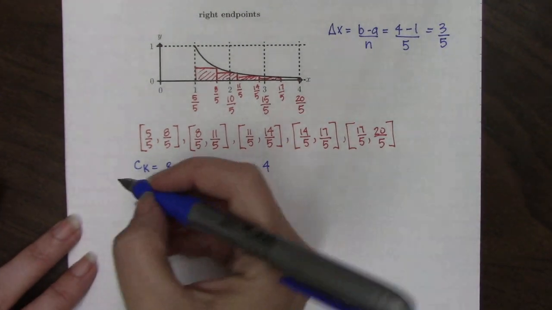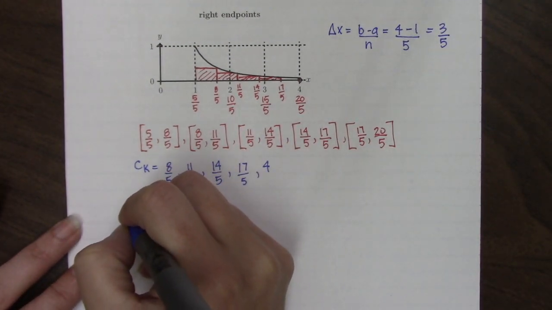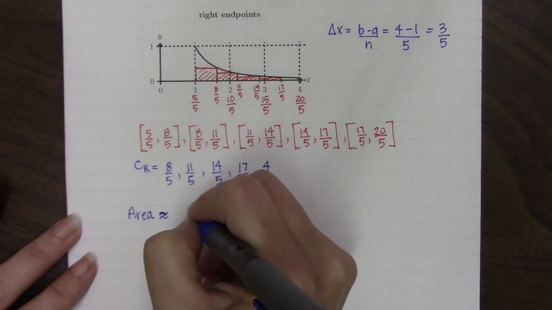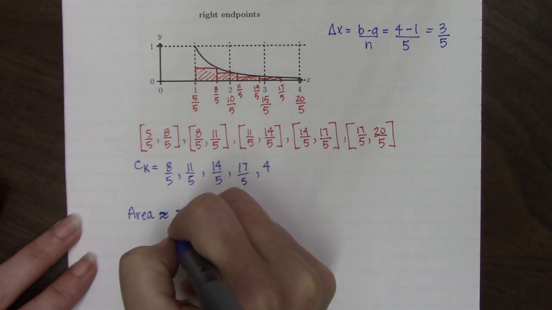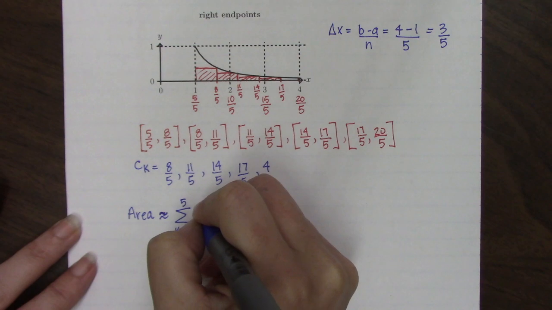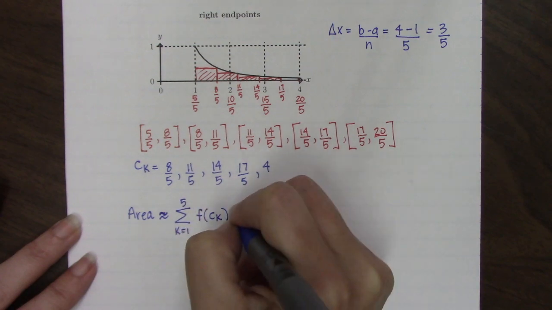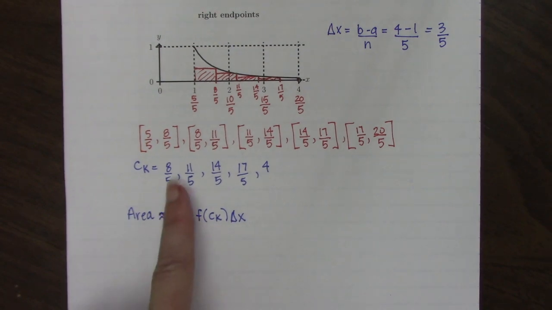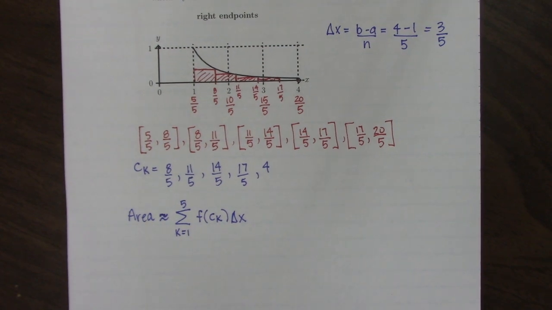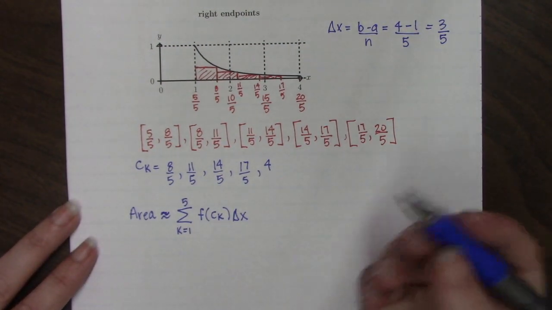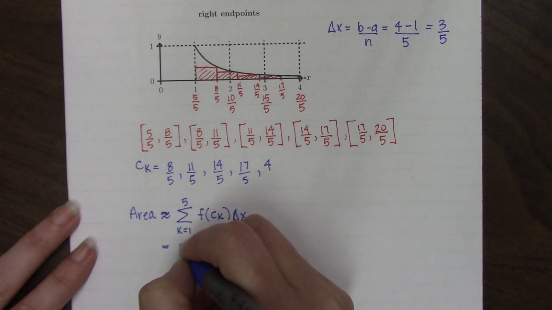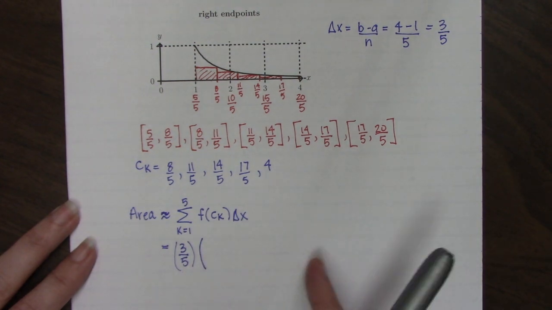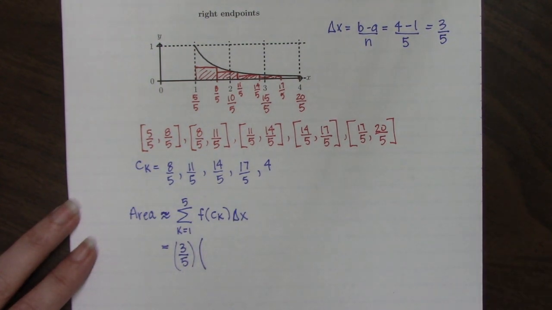So the area is going to be approximately equal to the sum from k equals 1 to 5 of f of c_k times delta x. What the k allows us to do is adjust the number we're plugging in to match which rectangle we're dealing with. Since delta x is the same, I'm going to factor the 3/5 out front, and then I'm just going to sum up the heights, because we know we're going to have a 3/5 attached to every single number.